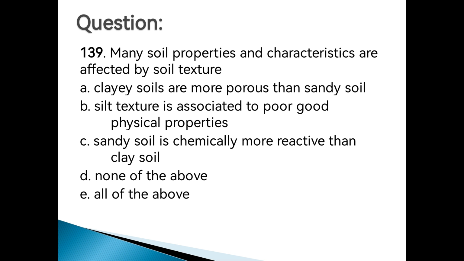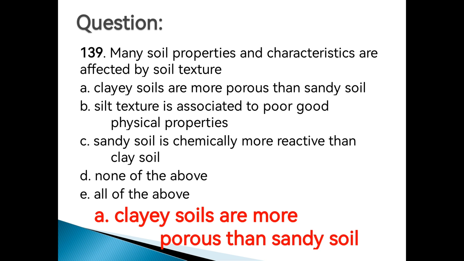139. Many soil properties and characteristics are affected by soil texture. A. Clayey soils are more porous than sandy soil. B. Silt texture is associated to poor physical properties. C. Sandy soil is chemically more reactive than clay soil. D. None of the above. E. All of the above. The correct answer is A. Clay soils are more porous than sandy soil.